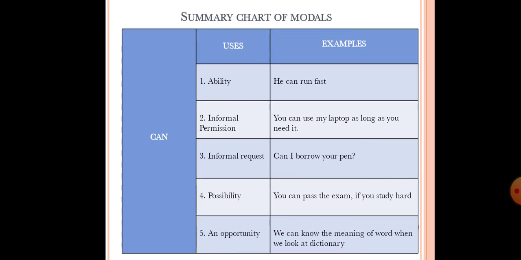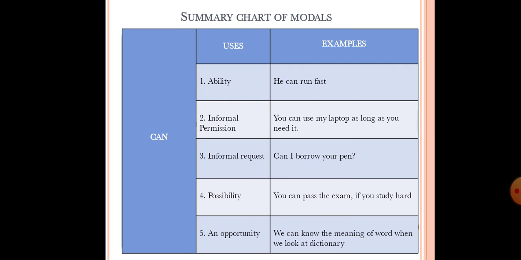This is a summary chart of modals, so that you can understand more about the modals. Just look at it, pay attention. Number one, can and its uses. The function: ability. Example: he can run fast.